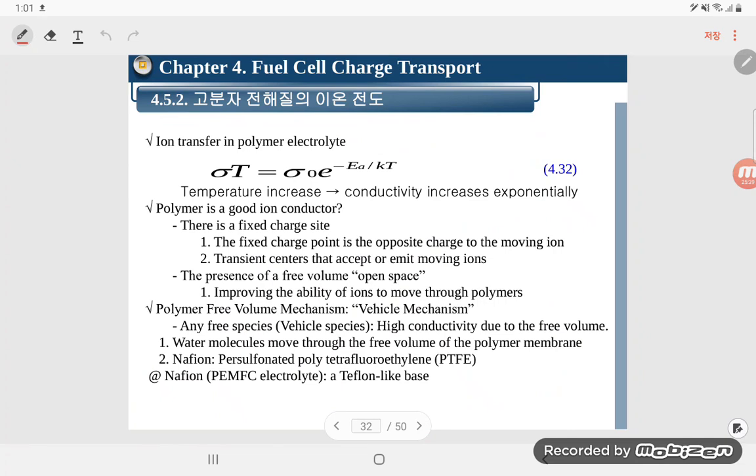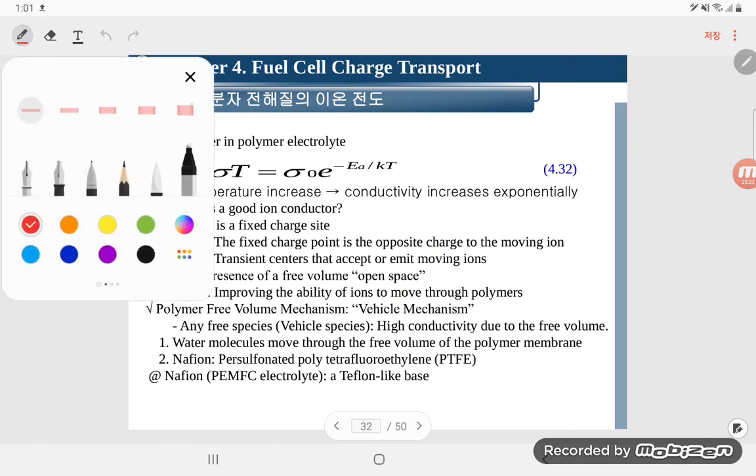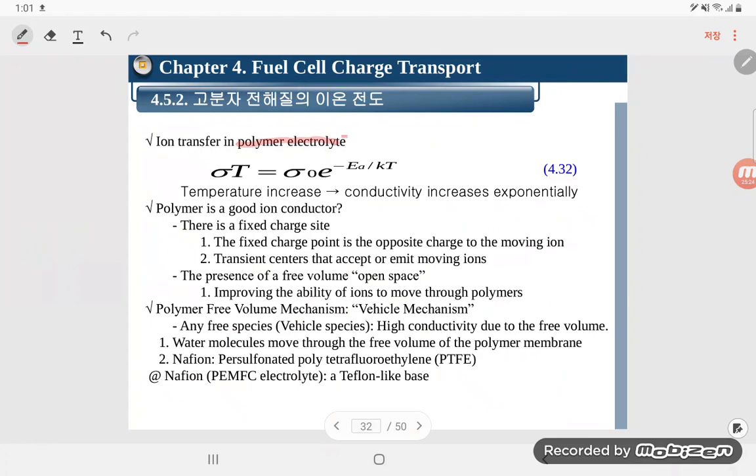Okay, then let's take a look at the polymer electrolyte. This is for the polymer electrolyte. Let's rewrite this one: sigma equals sigma 0 times exponential of minus E A over k T.